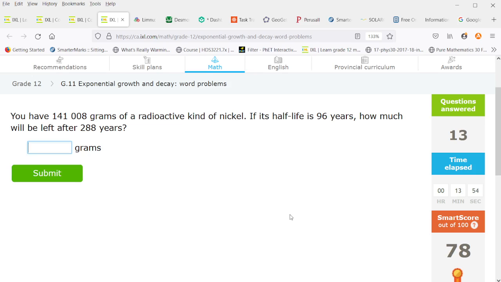Now, you have 141,008 grams of a radioactive kind of nickel. If the half-life is 96 years, how much will be left after 288 years? Well, 288 divided by 96 is 3. So 1/2 exponent 3 is 1/8. So we take our 141,008 and divide it by 8, and we get 17,626.